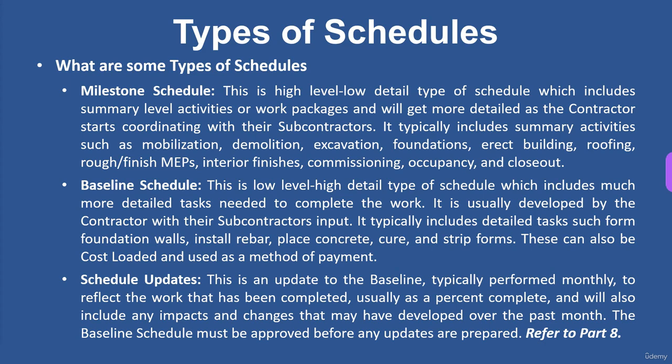The first one is a more simple schedule. This is a high-level schedule called a milestone schedule. It includes summary-level activities or work packages, and we'll get more detailed as the contractor starts coordinating with the subcontractors. It typically includes summary activities such as mobilization, demolition, excavation, foundations, erect the building, roofing, rough and finish MEPs, interior finishes, commissioning, occupancy, and closeout.